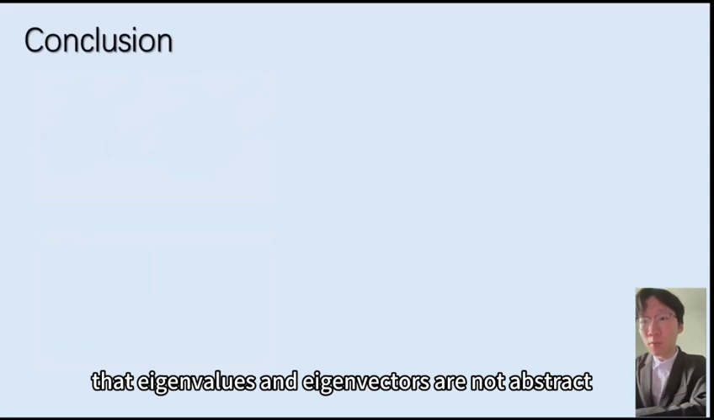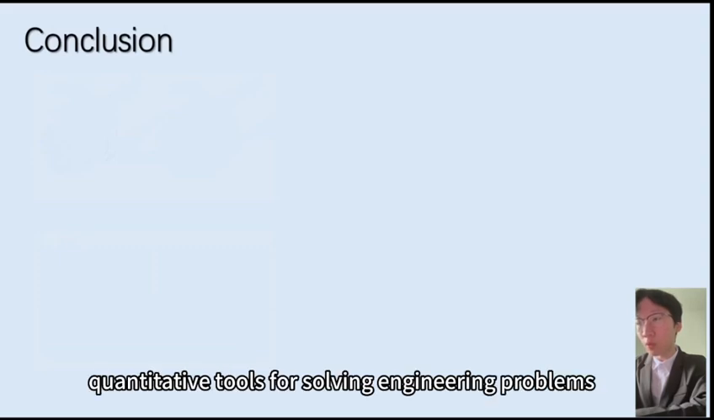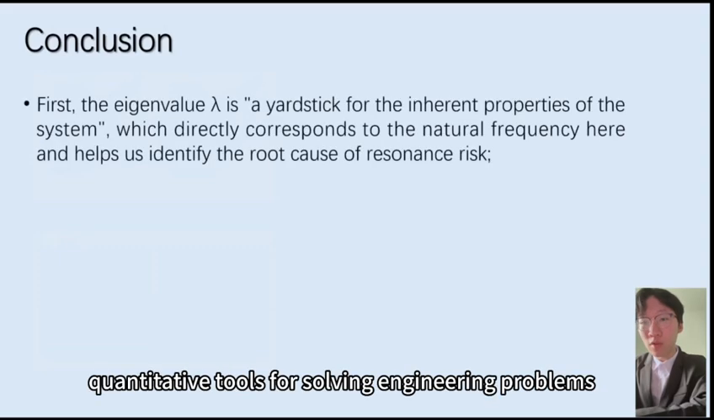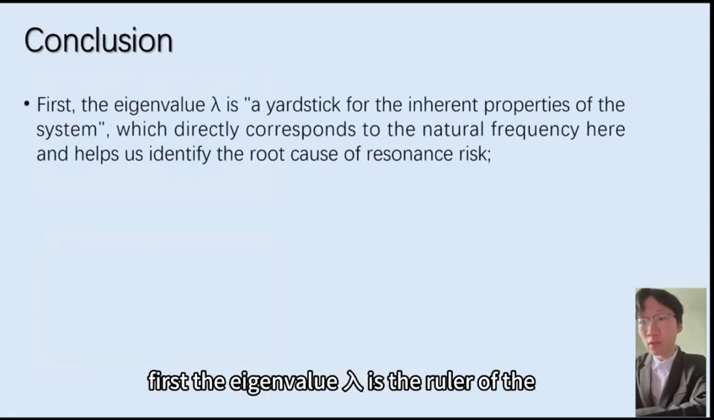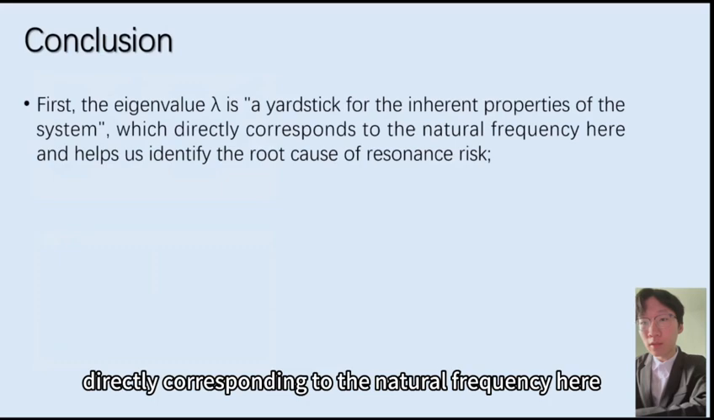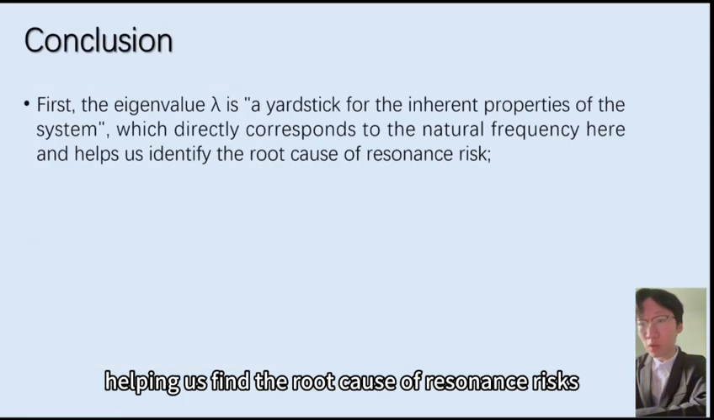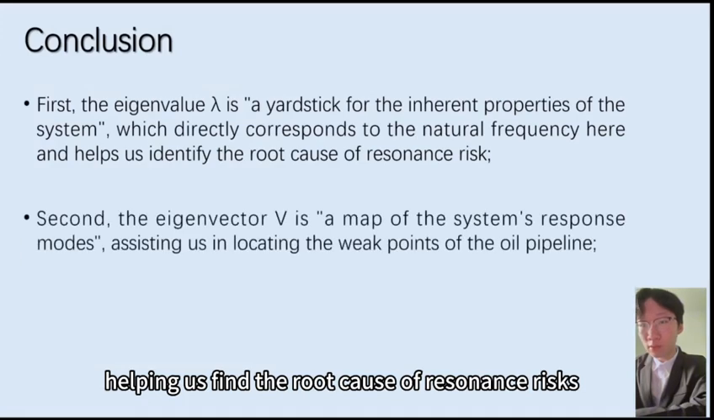not abstract mathematical concepts but quantitative tools for solving engineering problems. First, the eigenvalue lambda is the ruler of the inherent properties of the system, directly corresponding to the natural frequency here, helping us find the root cause of resonance risks.